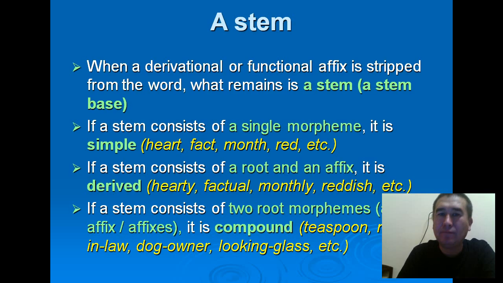Stem. When a derivational or functional affix is stripped from the word, what remains is a stem, or base. If a stem consists of a single morpheme, it is simple: heart, tag, month, red, etc. If a stem consists of a root and an affix, it is derived: hearty, tactual, monthly, reddish. If a stem consists of two root morphemes and an affix, it is compound: teaspoon, mother-in-law, dog owner, looking glass, etc.